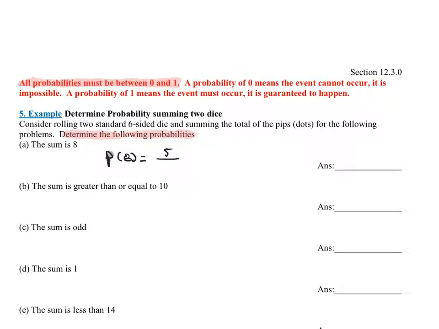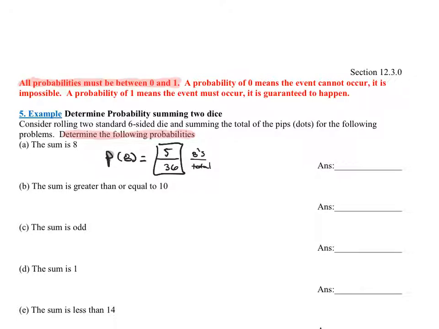There's 6 options for the first die, 6 options for the second die. 6 times 6 is 36. So there are 36 total possible outcomes if I roll 2 dice. So I have 5 8s in that chart, and I have 36 total. 5/36 is a simplified fraction, so that's our answer to the problem.